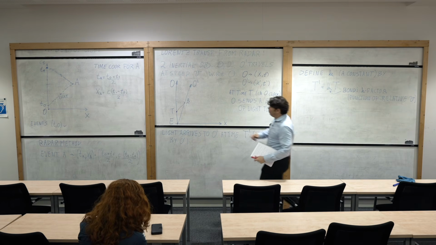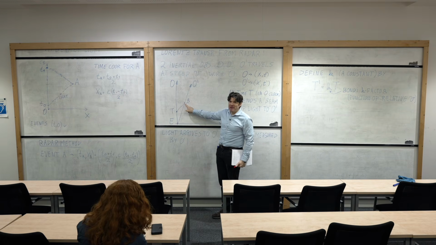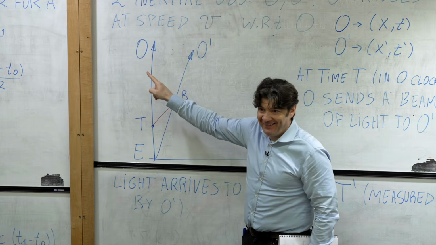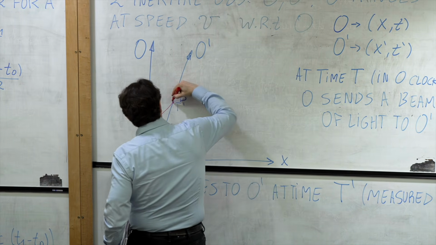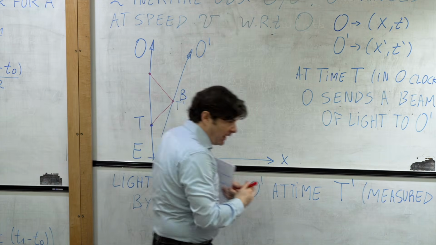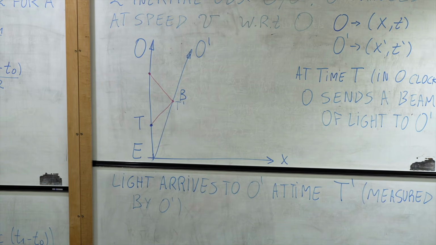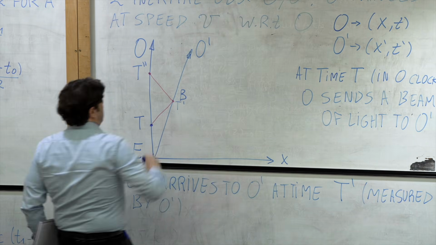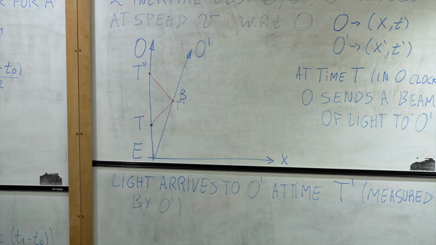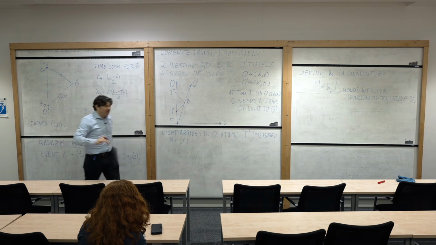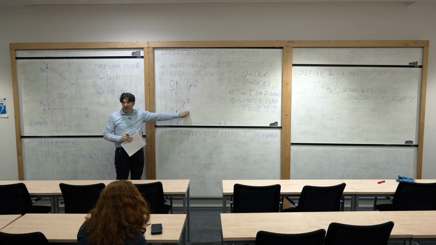Now, what O prime does, as soon as they receive the beam of light, they throw it back. So they throw the beam back, and the beam gets back to O at some time that we call T prime prime. All right? It's basic geometry, but it's a lot of little steps, so if anything is not clear, please do ask me, okay?